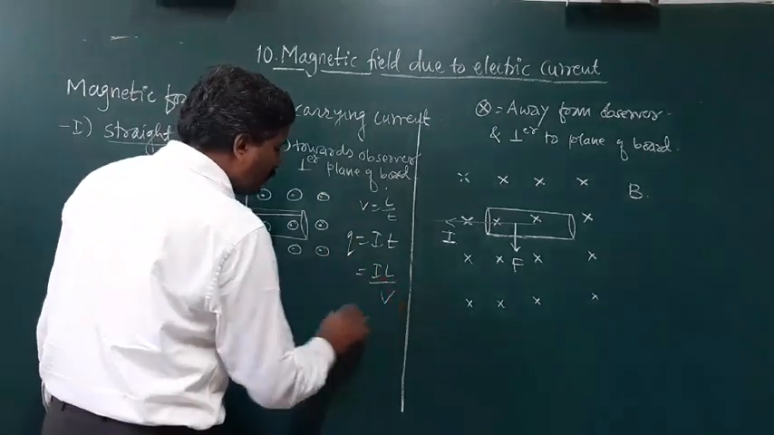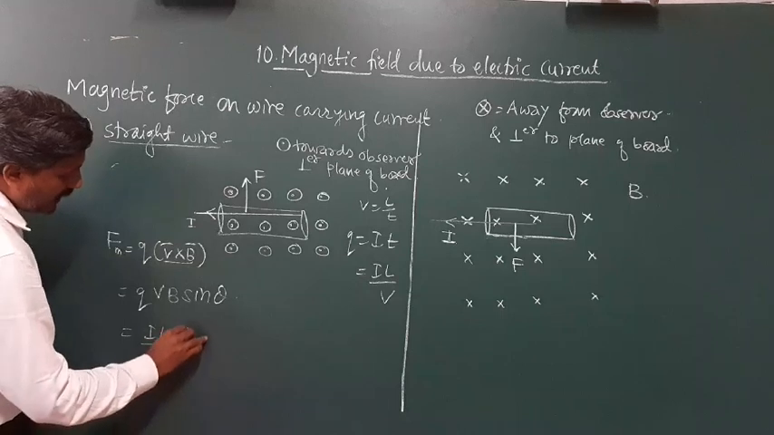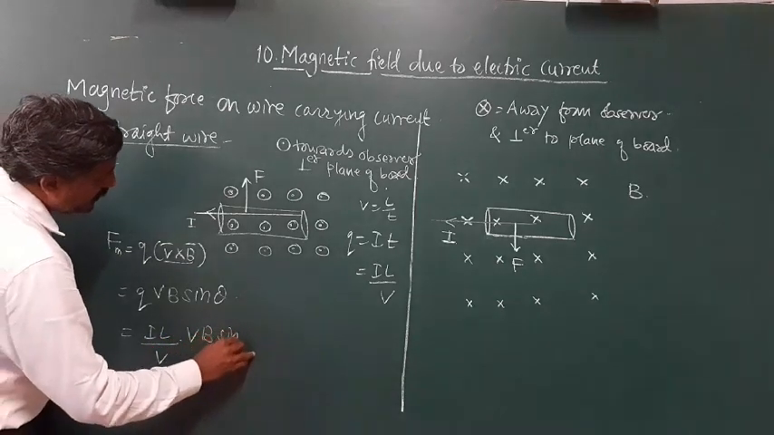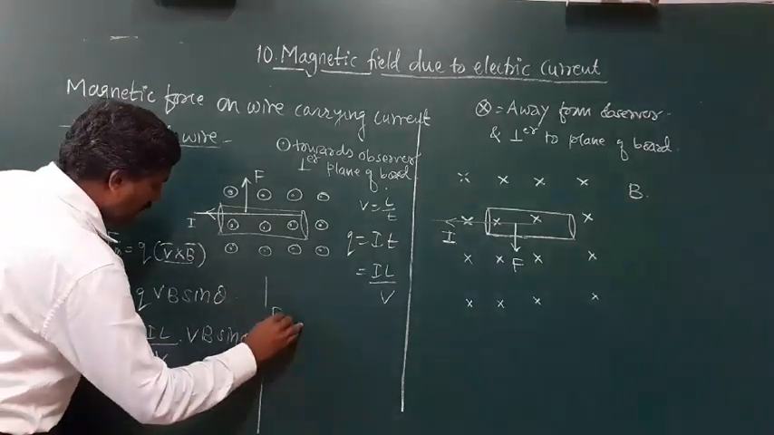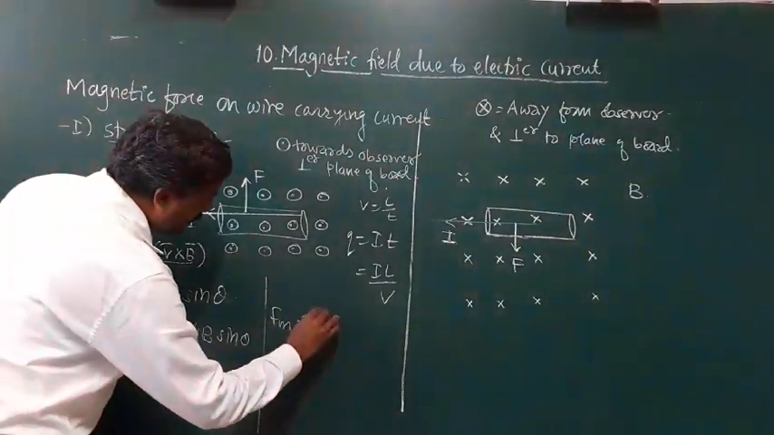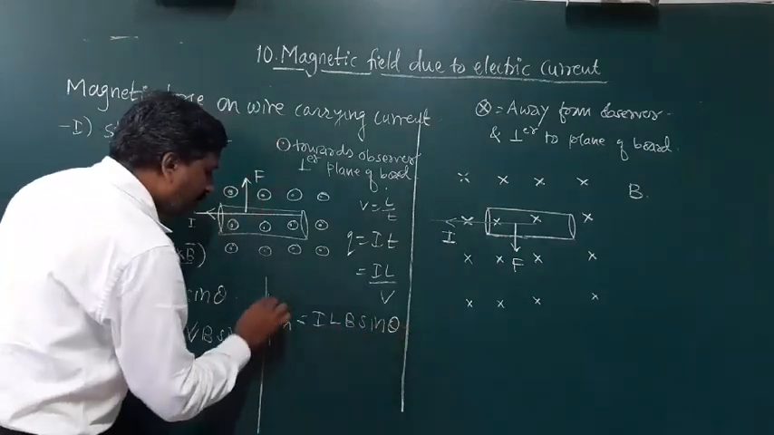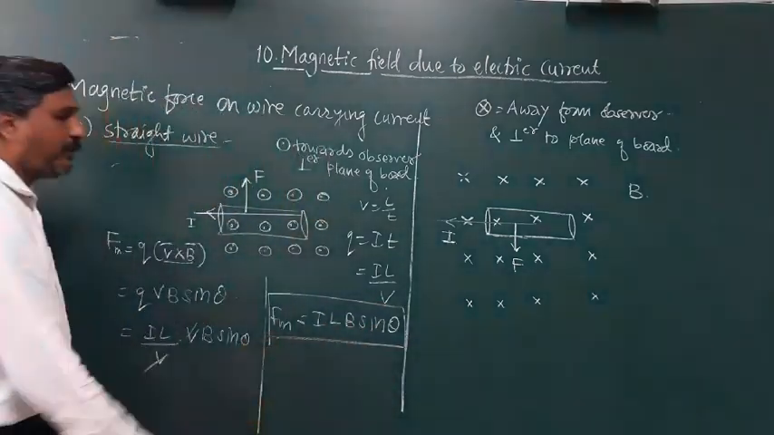So instead of Q, I will write IL upon V. So it is IL upon V into VB into sine of theta. It is very simple. Magnetic force equals, both the terms are getting cancelled, ILB sine of theta. This is the required formula for the magnetic force.